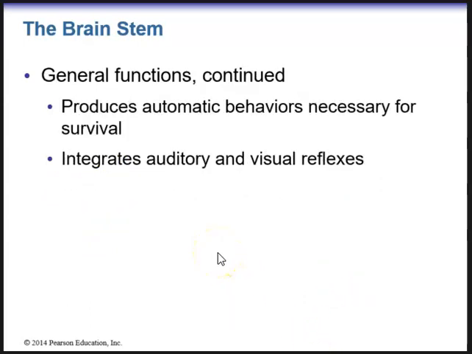General functions of the brainstem also include automatic behaviors necessary for survival, and it integrates auditory and visual reflexes. Okay, so again, not much thinking happens in the myelencephalon, but just reflexes. Okay, so we have auditory and visual reflexes.